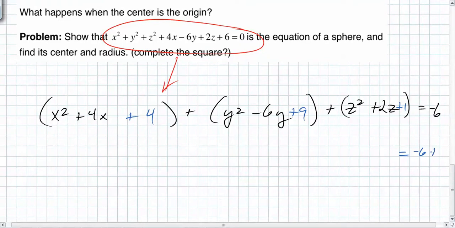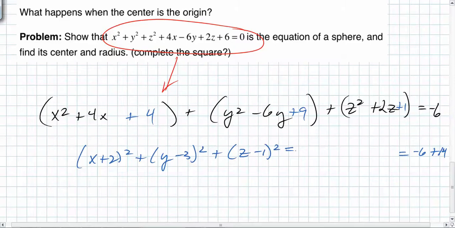And what should I add to both? So if I added 14 to the left, what do I have to add to the right? 14. So I'm completing the squares. So this is x plus 2 squared plus y minus 3 squared plus z minus 1 squared is equal to what? 8.